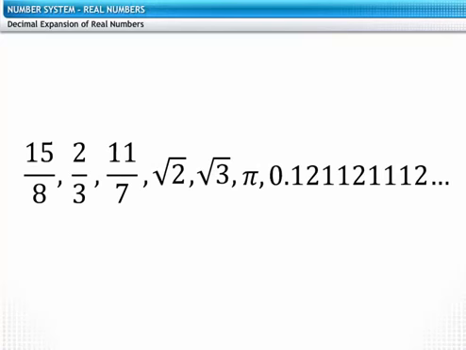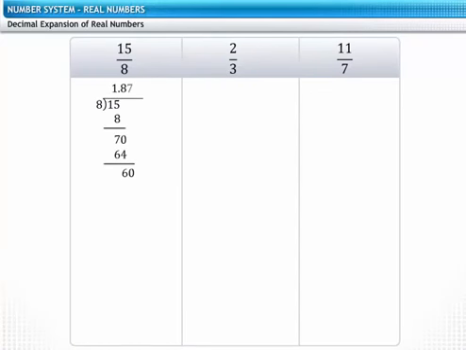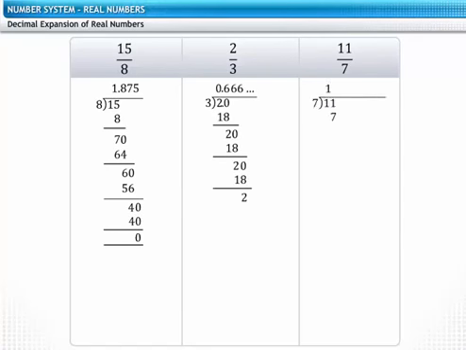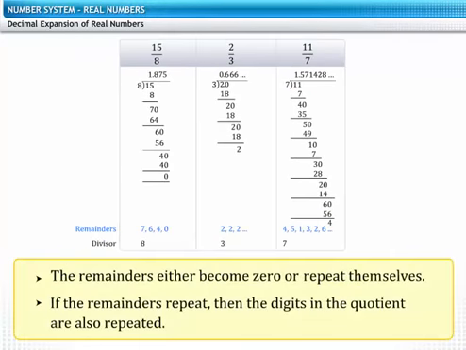Let's review the examples of real numbers. Consider the rational numbers among the real numbers. Solve each of them as shown. The following are the remainders and the divisors in each case. Let's observe the divisions carefully.